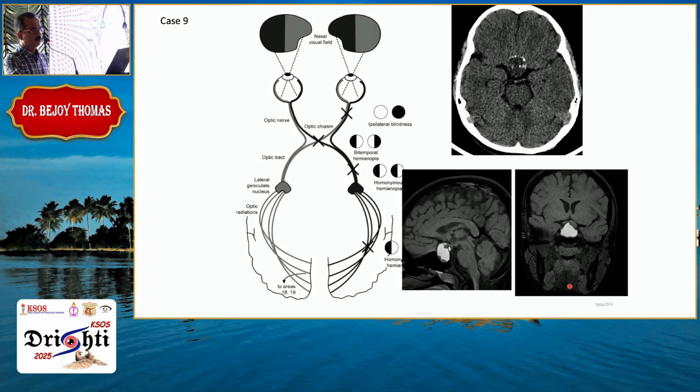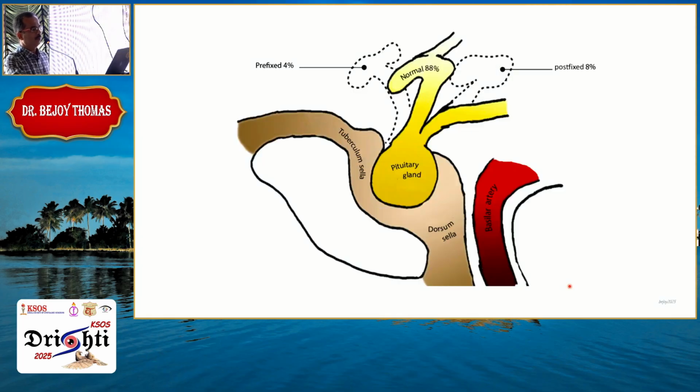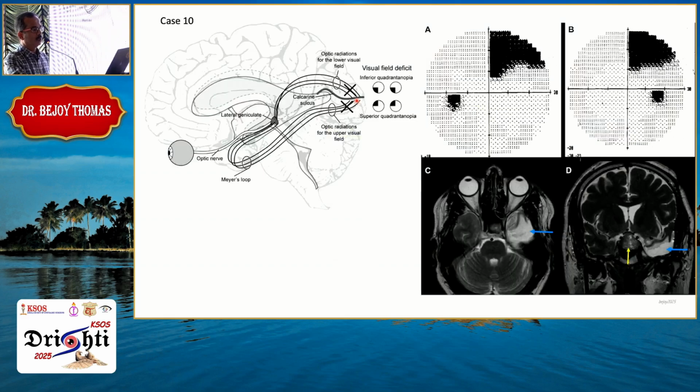So coming to pituitary lesions, this is a Rathke's cleft cyst, which is compressing the chiasm in the center. The classical teaching is that it produces bitemporal hemianopia, and we have never seen a single case where it's truly bitemporal, because it will always be asymmetric. This is what happens. Normally, 88% of the time the pituitary gland is centrally located under the chiasm, but there can be a prefixed or a postfixed chiasm. So your diagnosis most of the time will not be very accurate as far as bitemporal hemianopia is concerned.